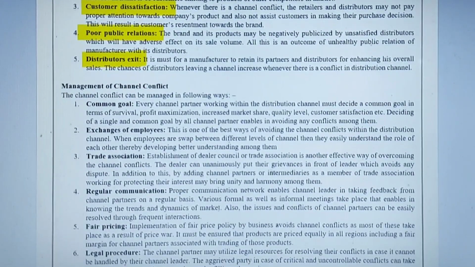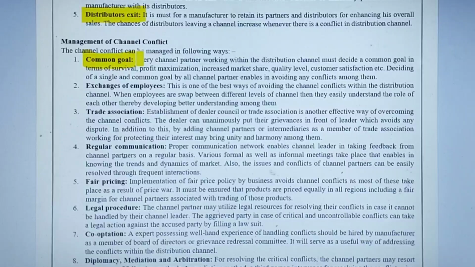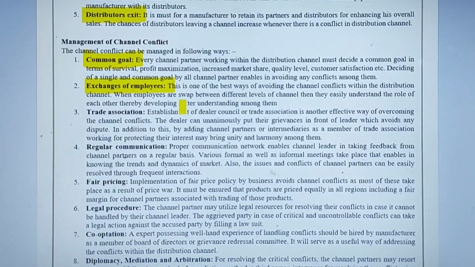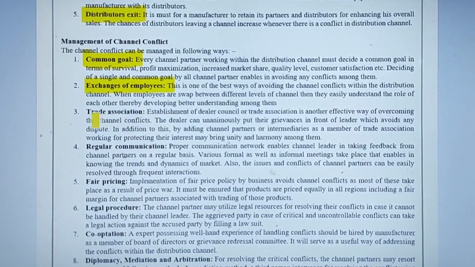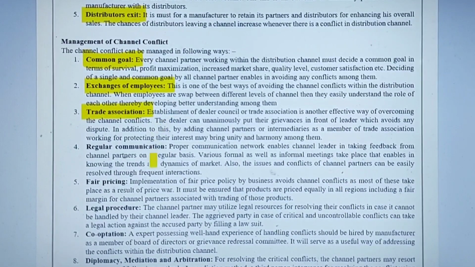Okay, let's see a few techniques of managing this channel conflict. First of all, the company should have a common goal towards all the dealers, whoever they are. And the second one is the company can exchange the employees to avoid this conflict. It can also frame trade associations, which are specialized institutions to handle this type of conflict. The communication should be regular, very clear, and very proper with the channel partners.